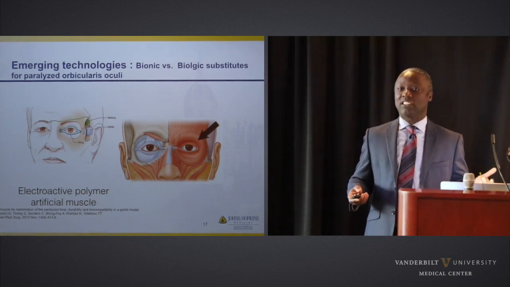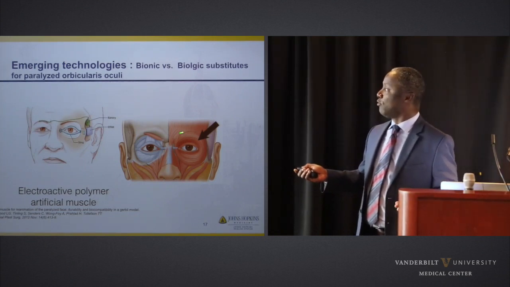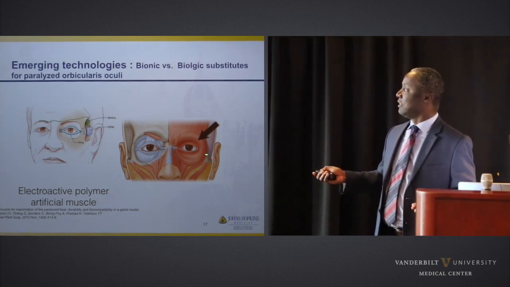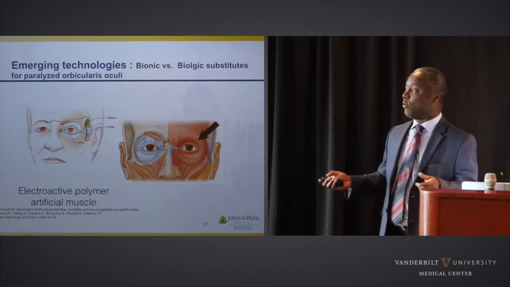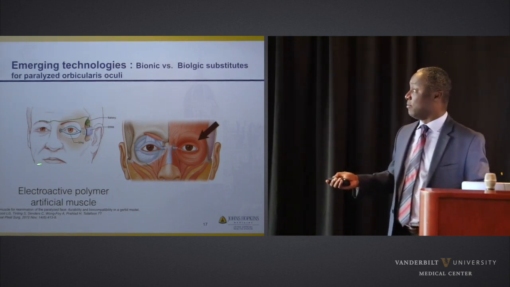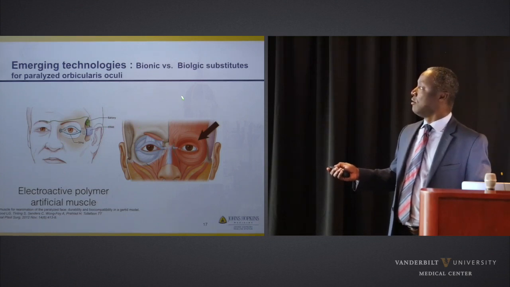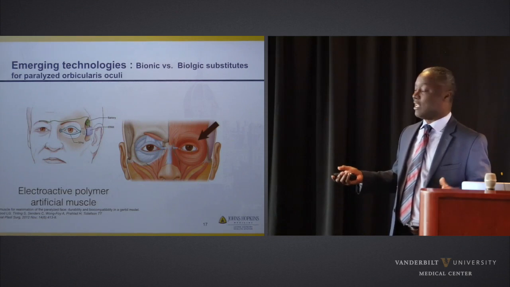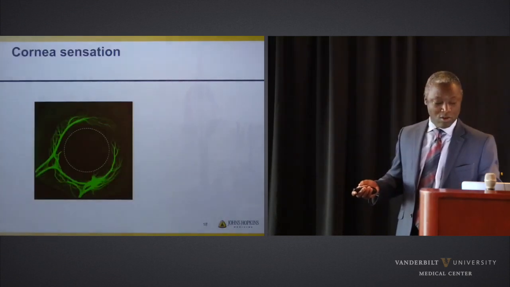Others are working on it, just to tell you how important the eyelid is. I am working on trying to find a transplanted muscle that will replace a paralyzed orbicularis oculi, and I will talk to you a little bit more about it. So there are synthetic ways of trying to solve this problem, but I think we will get there quicker if we can find a way to transplant biologic tissues to replace biologic tissues that are non-functional. So if I have enough time towards the end of the talk, I'll talk to you about what I'm doing.